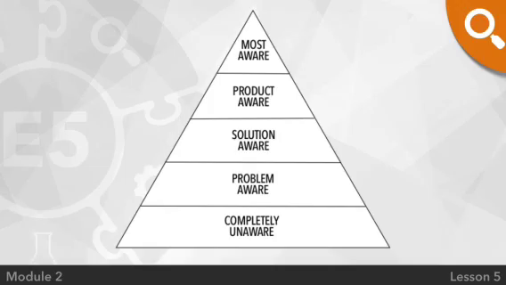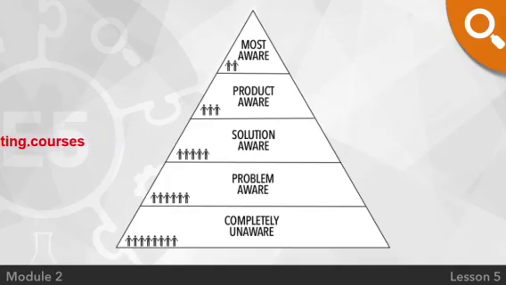If you designed a marketing campaign for product aware, that will be effective for product aware prospects as well as most aware. Meaning, when you design a marketing funnel for a level, it only works for the prospects at that level or at any level above. So if you designed a marketing campaign for solution aware, that will be effective for prospects that are solution aware, product aware, and most aware, but it will not be effective for problem aware or completely unaware, right? So the higher up on the pyramid you go, the smaller your universe becomes.